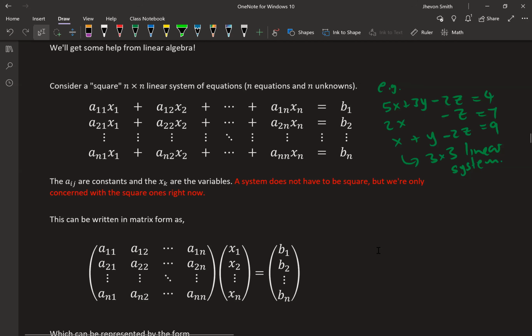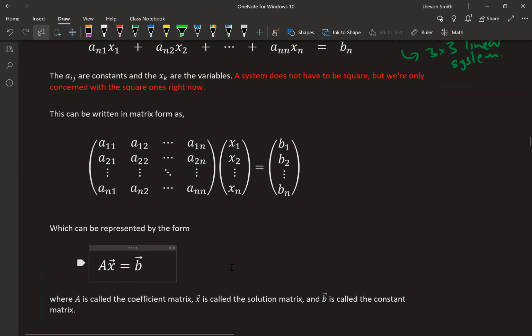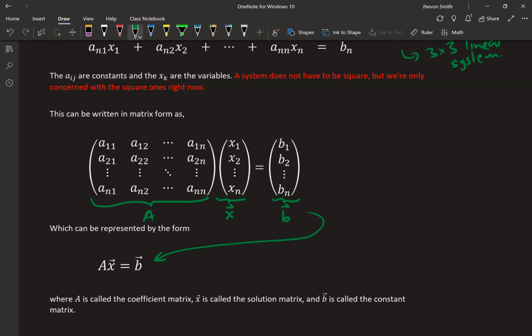So this is called a matrix form. This can be written in this form, Ax = b. So someone can call this guy A, they can call this guy x, they can call this guy b. And then that leads to this version. And this representation is called a matrix representation of a system.